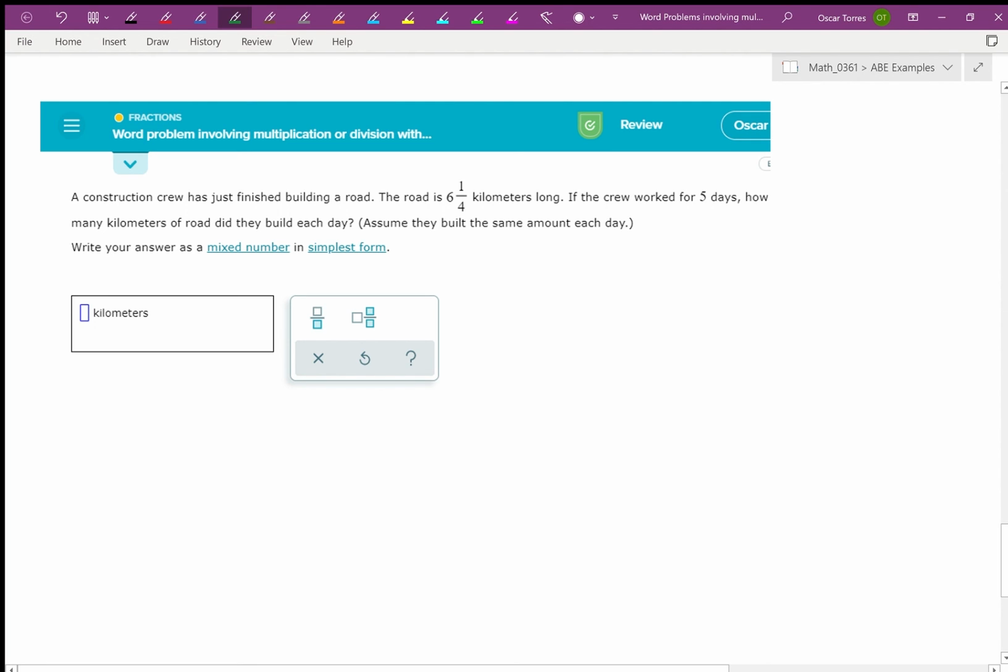So in this problem, there's a construction crew, and they build a road that's 6 1/4 kilometers long. So this is how big the road is, or how long the road is. It took the crew 5 days to do this. So we're dividing this by 5 to figure out how much of the road they actually built per day. So this is my setup.